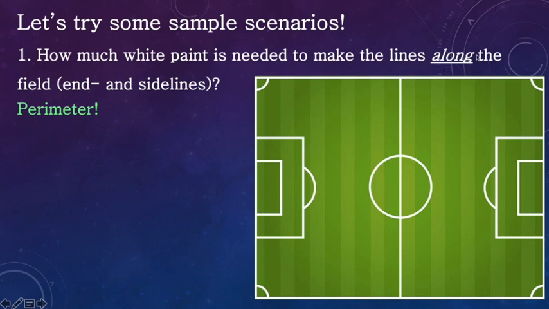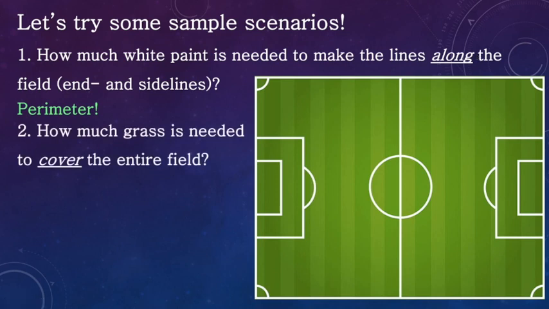All right, let's look at scenario 2. How much grass is needed to cover the entire field? Again, I'll give you 5 seconds. If you guessed area, that's correct. Now, again, the key word being cover, right? So it's covering the entire field. The field which has a height dimension and, of course, a length dimension.